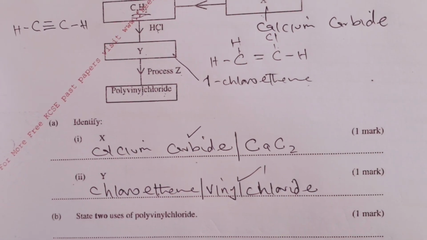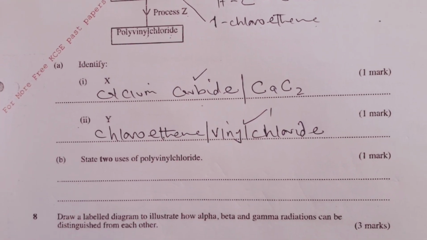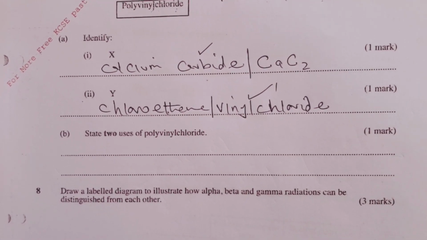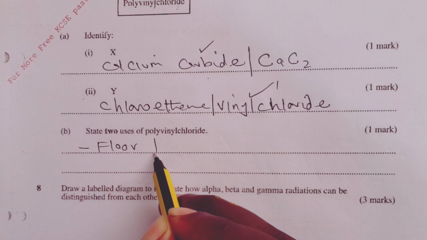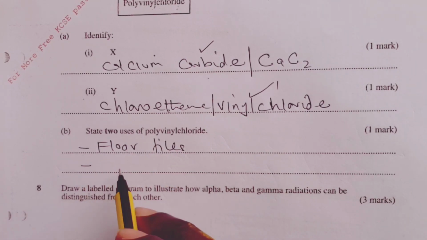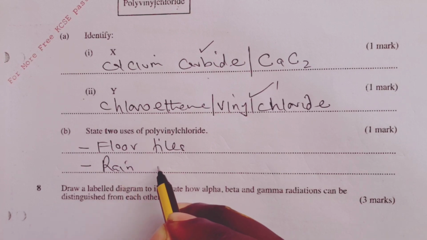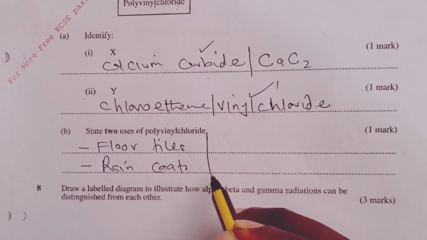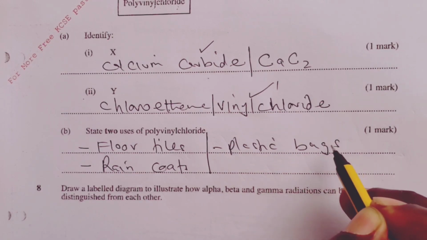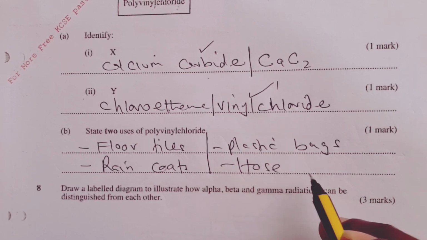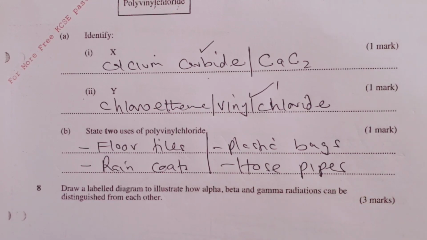Last question asked us to state 2 uses of our polymer polyvinyl chloride. Polyvinyl chloride is used to make floor tiles. We also use it to make raincoats. We also use PVC to make plastic bags, and we also use it to make hose pipes. We are asked to give any of those 4 for half mark each to give a total of 1 mark.